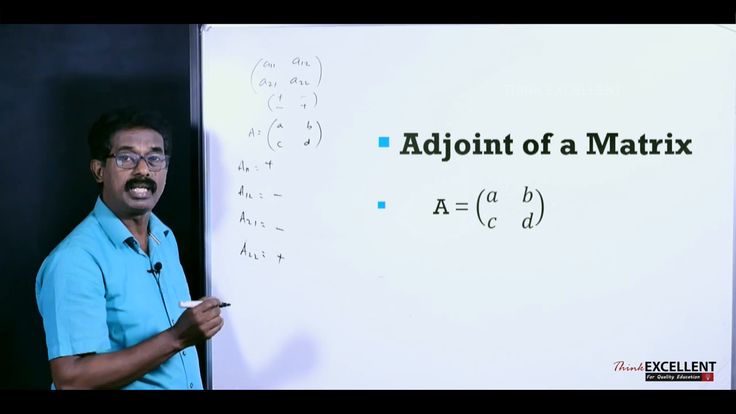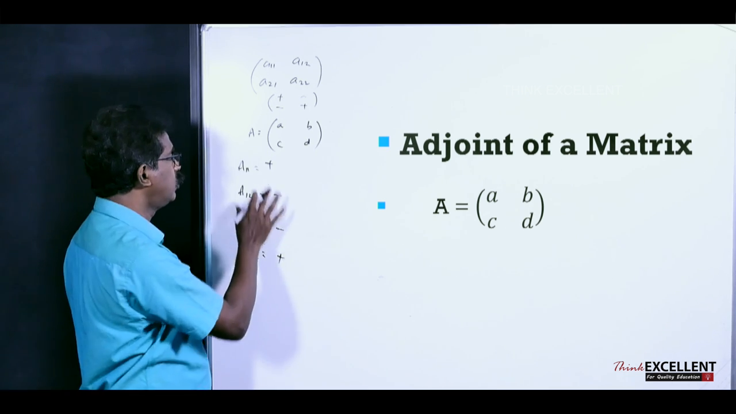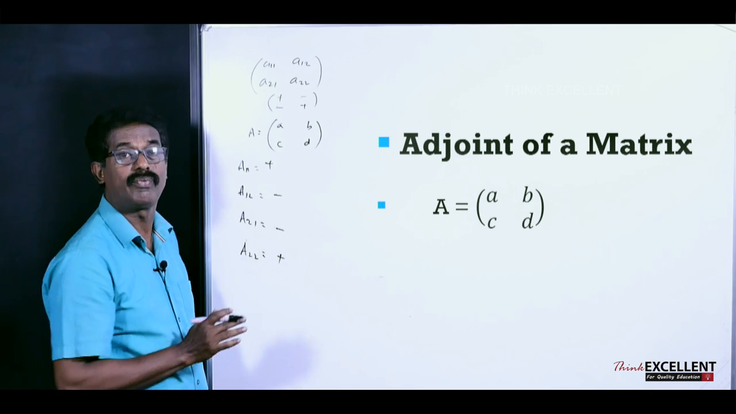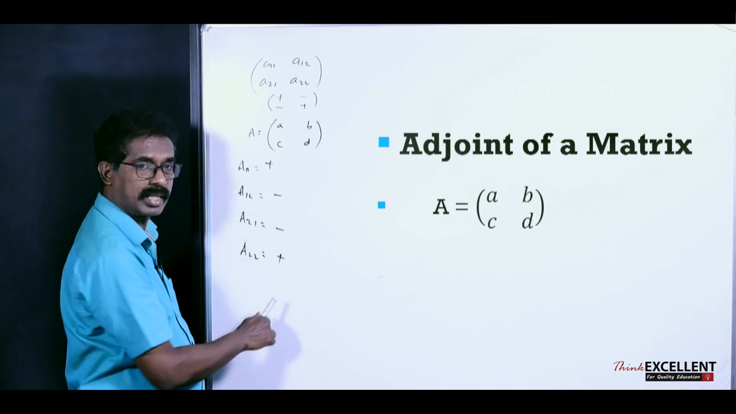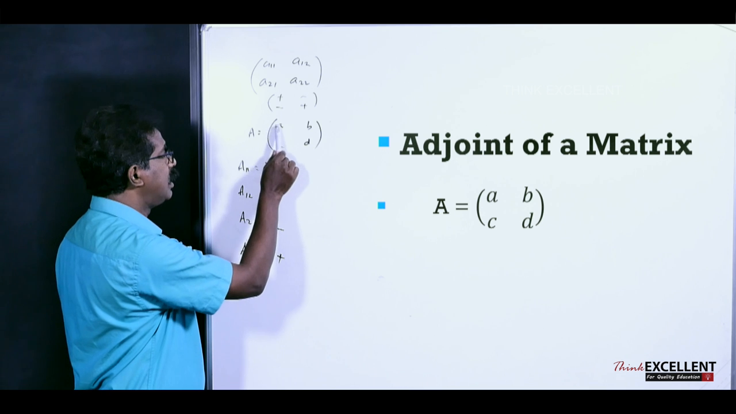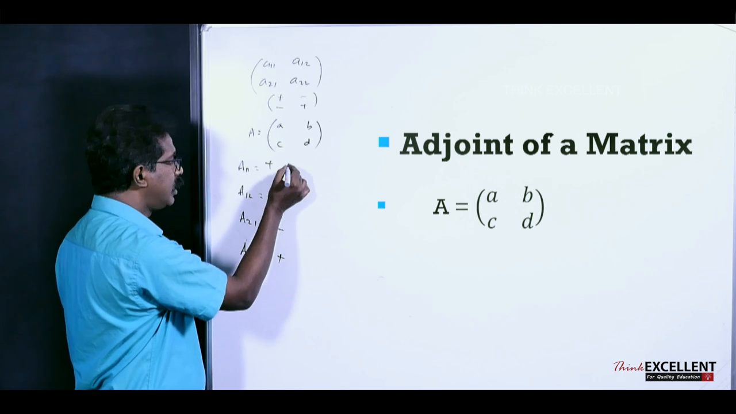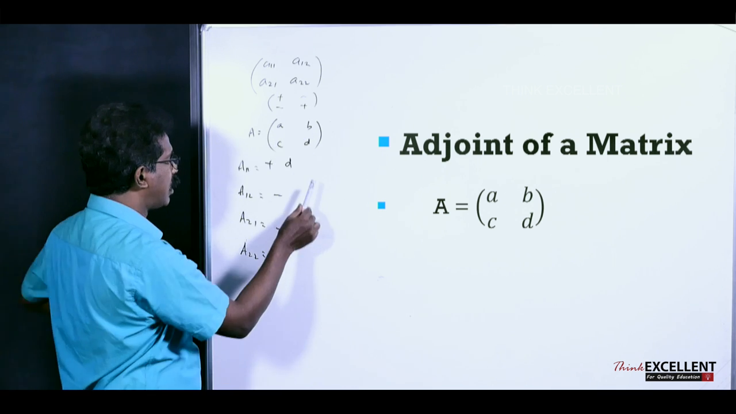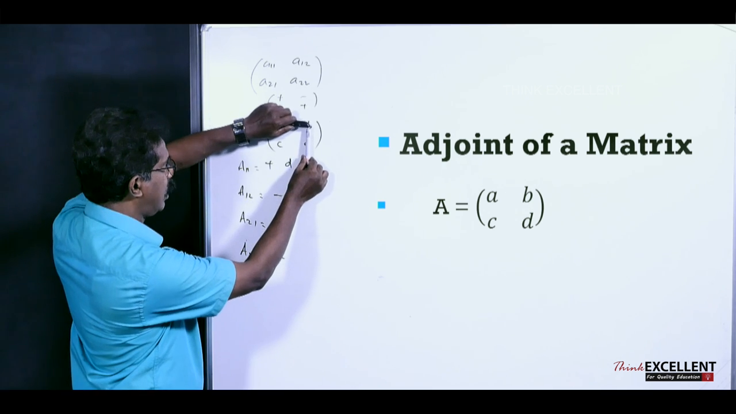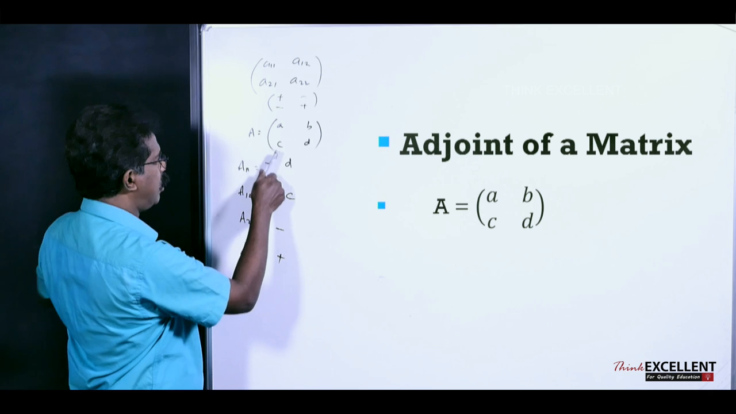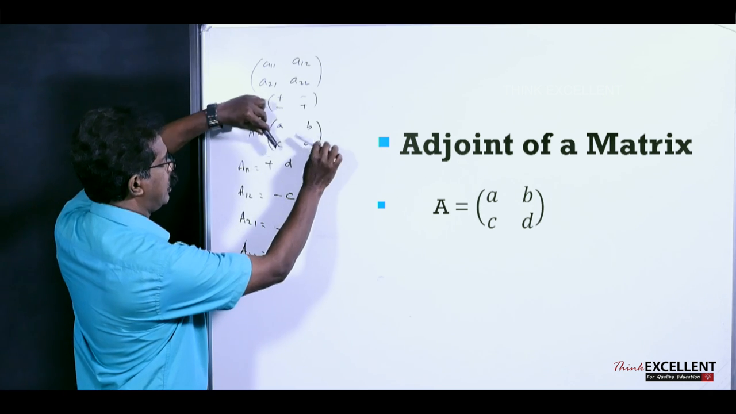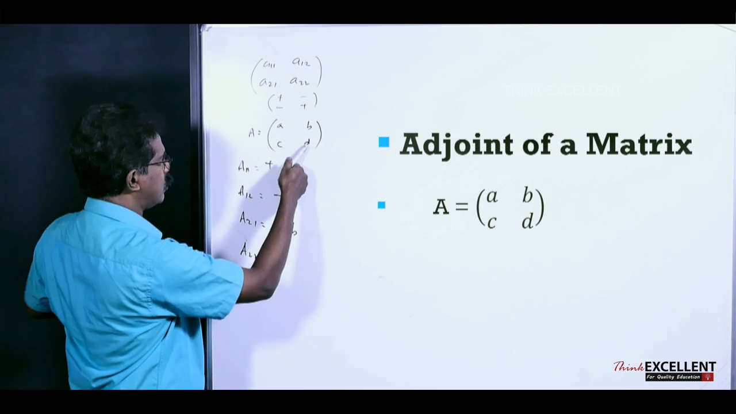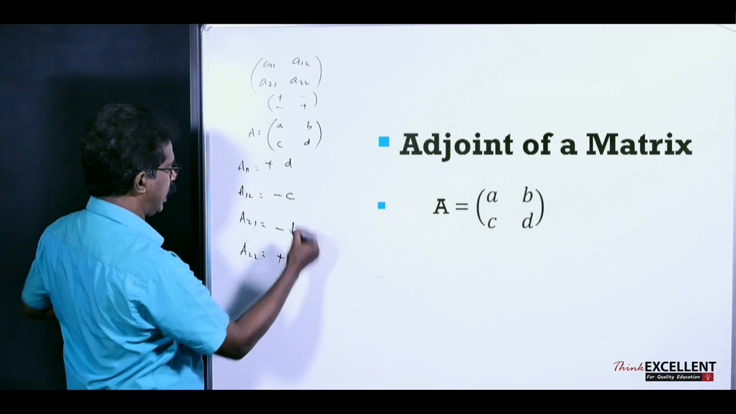For 3 by 3, we write alternately. So for 2 by 2, you have to check that one. Now listen, cofactor is very simple. We check the sign, right? Now write the minor. First number, leave the row, leave the column. What is left out? D. Second number, leave the row and column. What do you have? C. Third number, leave the row and column. What do you have? B. For A22, leave the row and column. What do you get? A.